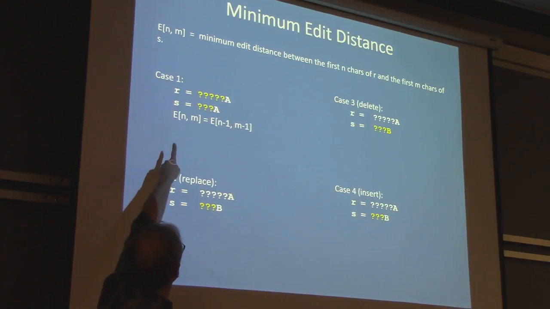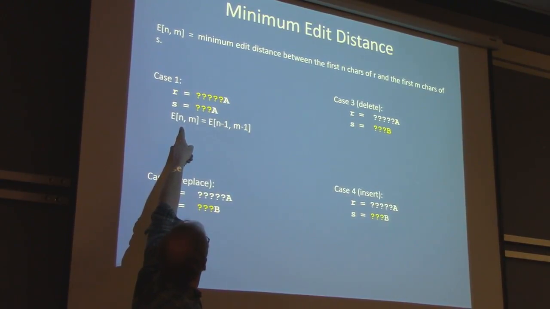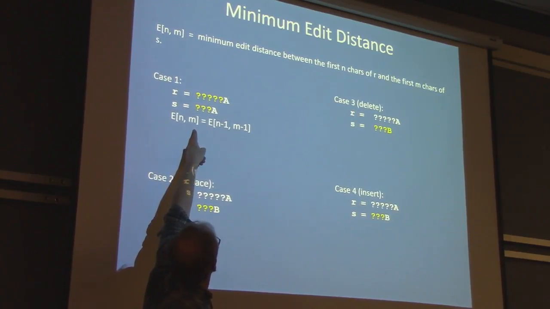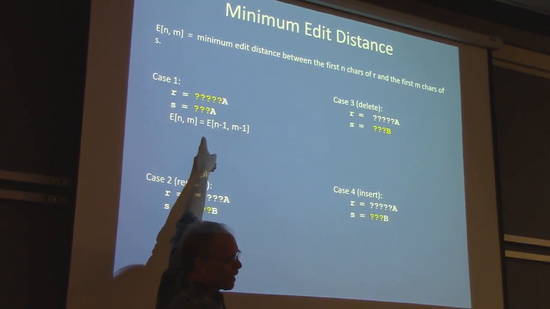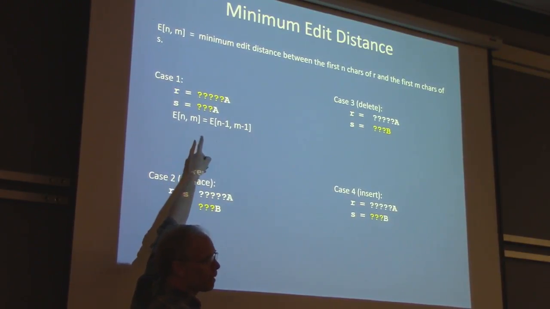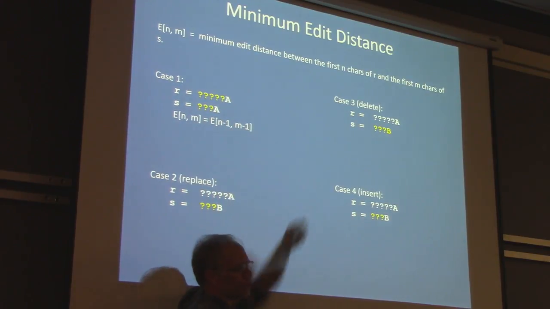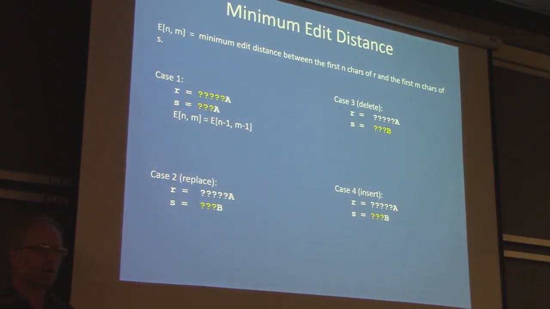So if we let E be the edit distance between the first n letters of R and the first m letters of S, assuming R is of length n and S is of length m, that's going to be the same as the edit distance between the first n-1 characters of R and the first m-1 characters of S. So that's how we're going to characterize subproblems with 2 integers: the number of characters of R that we want to consider, and the number of characters of S that we want to consider.